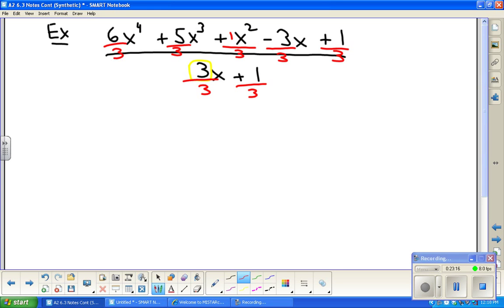Okay, so I divided everything by 3 to make my coefficient 1. And then we do the same deal. We take the opposite of what we see in the denominator, so I'm going to put a negative 1/3 in the box.